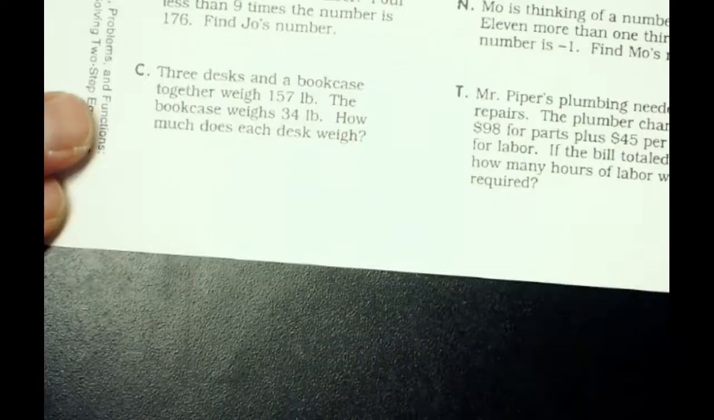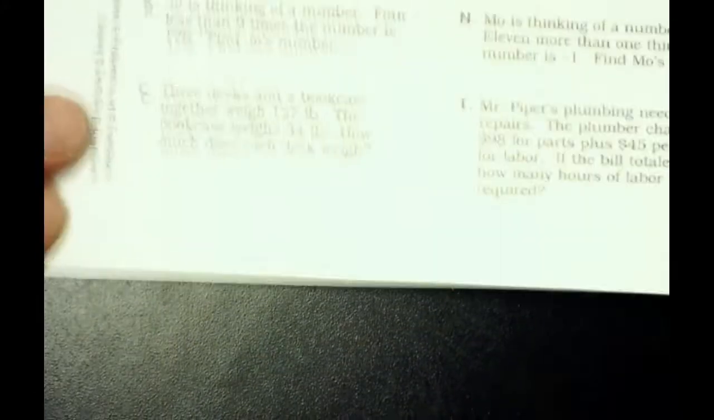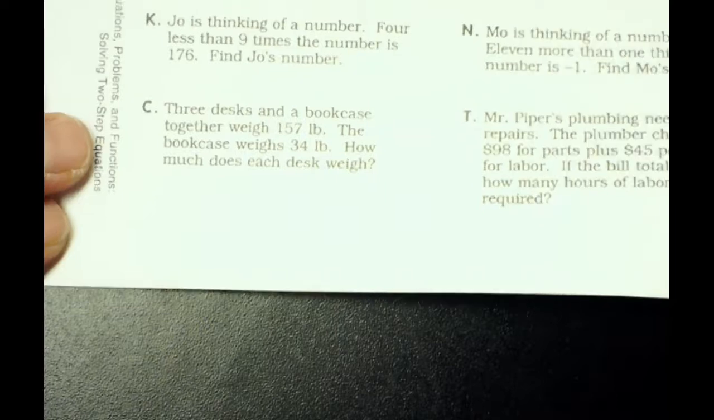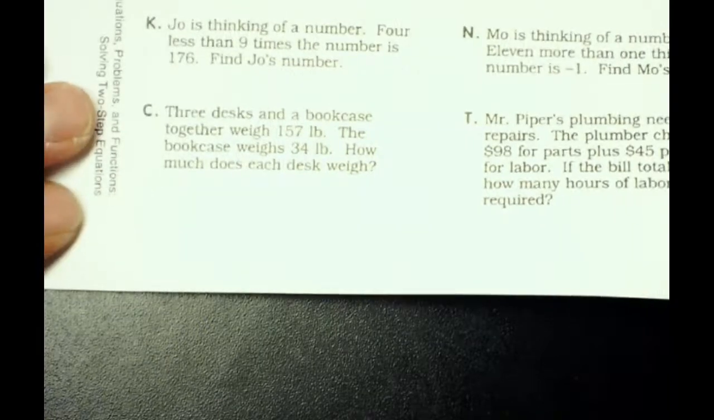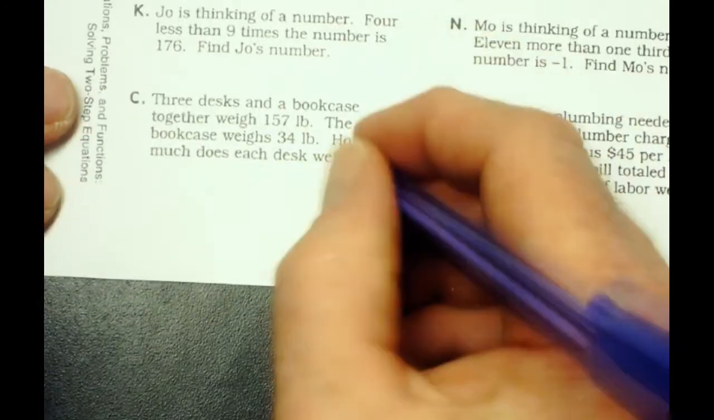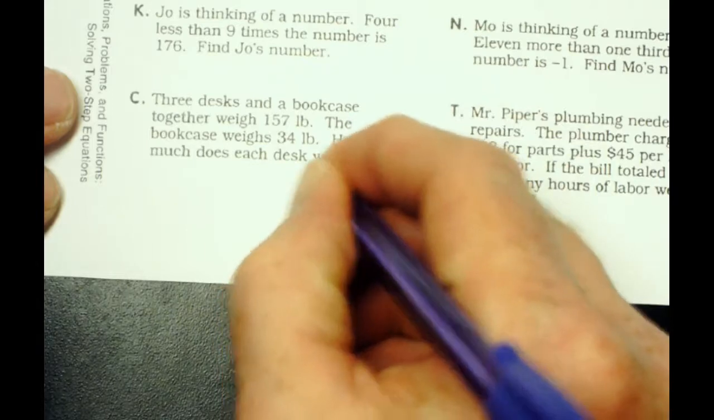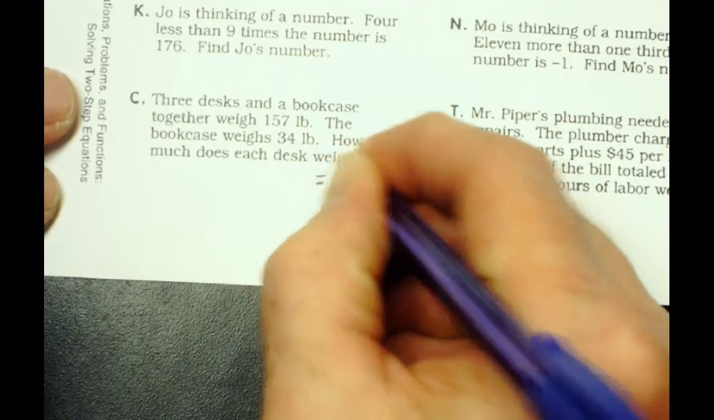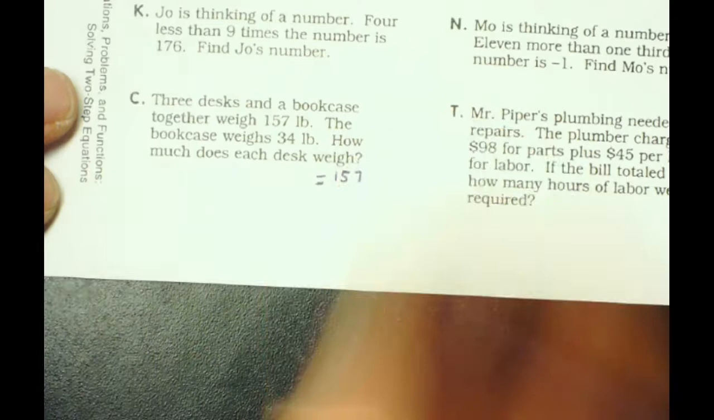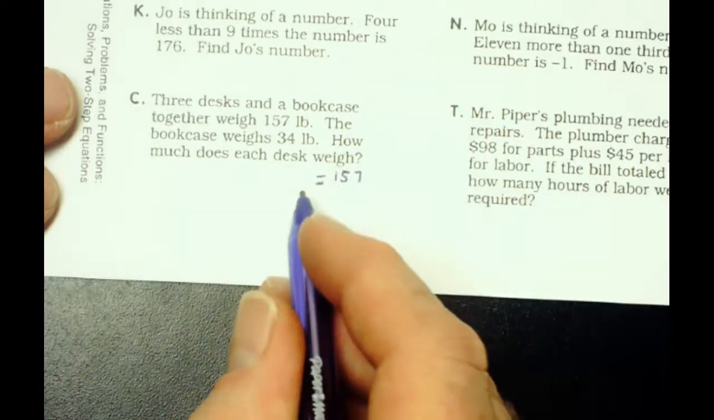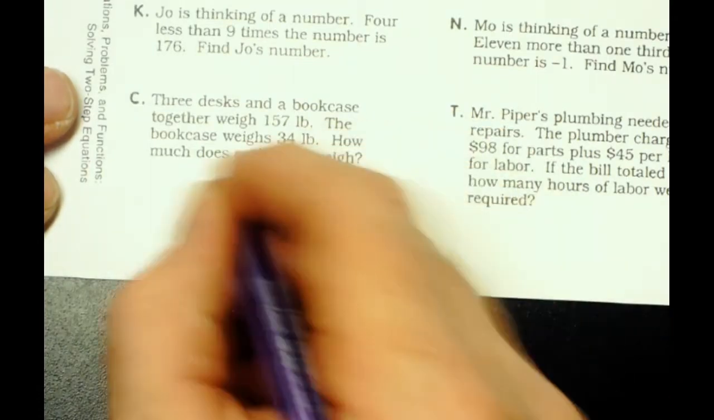All right. Let's take a look at this one down the bottom. 3 desks and a bookcase together weigh 157 pounds. Okay? I'm thinking that that's going to equal 157. That's my guess right off the bat. The bookcase weighs 34 pounds. How much does each desk weigh? Well, so there's 3 desks.